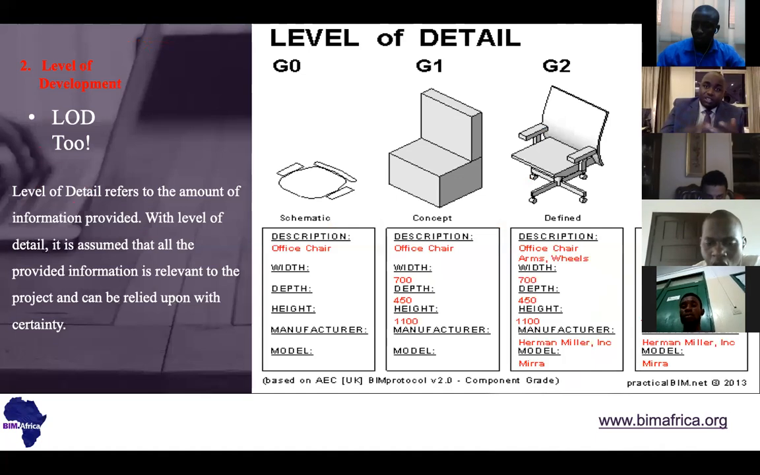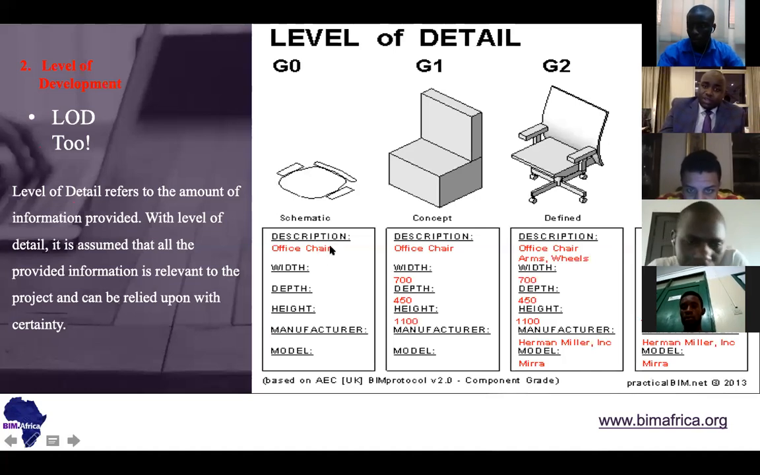Level of detail is also another standard, but it is used in the UK rather than the USA, which uses level of development. For example, here in level 100, G0, the first one, the office chair is only a description; that in the schematic it is an office chair. The only description is the one that is filled. If you are doing G2, you can give the width as 450 and the height, but the manufacturer and model information are not included. As you go further, more information comes.